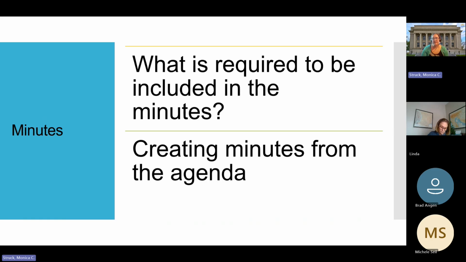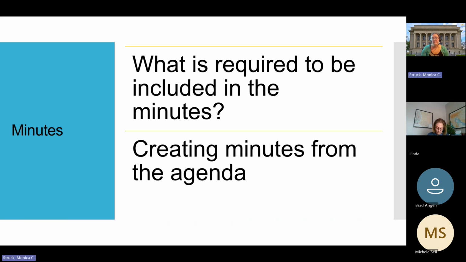You have to include attendance, so which board members were actually present at the meeting, the date and time of the call to order and adjournment of the meeting, a list of topics being discussed. So that's your agenda, you have that all set. Description of motions as well as any seconds. The results of all votes and the vote for each member on a roll call vote.